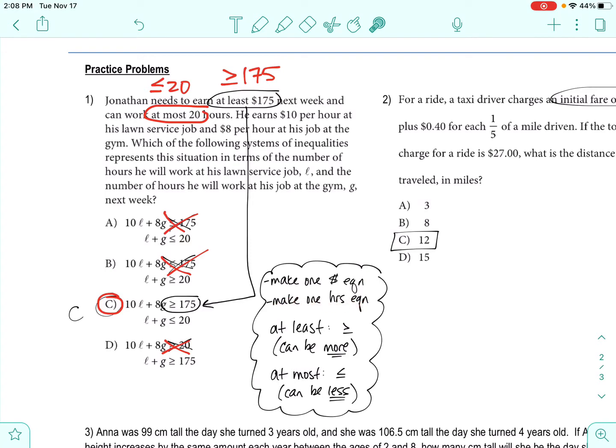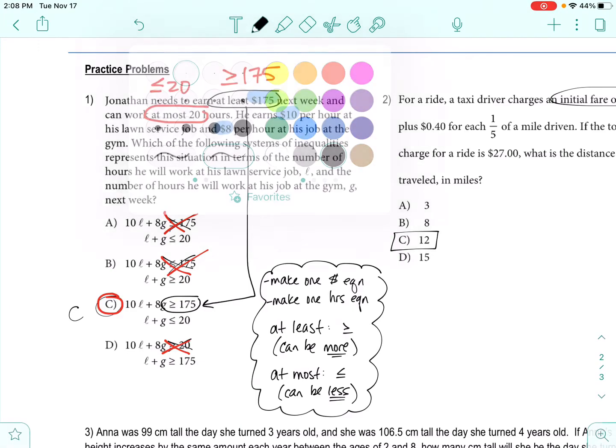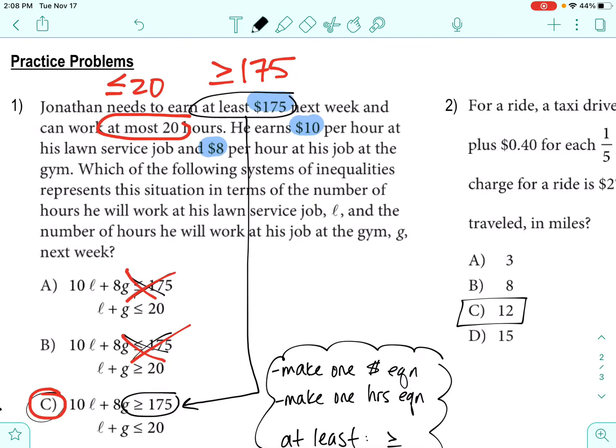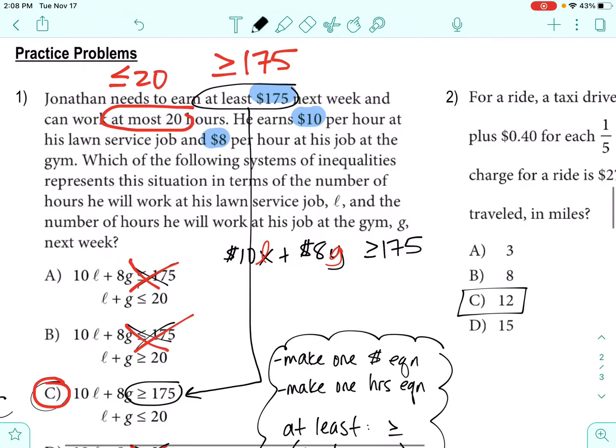So I have dollars here, 175, $10, $8. I need to come up with an equation that models that information. At least $175 would be greater than or equal to 175. And my other dollar numbers that I have highlighted here are $10 at one of the jobs. I'll call that job X. And I have $8 at another job. I'll call that Y. There is example number one. And in this case, it looks like they're using L for lawn service and G for gym. So maybe I'll change that to L and G. Okay, and that's exactly where that very first question came from.